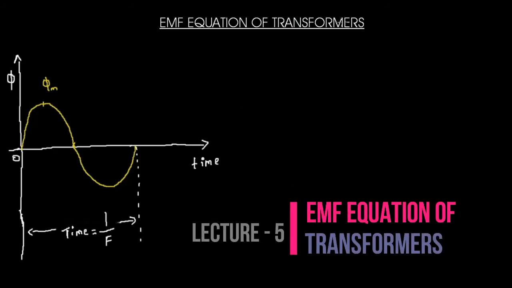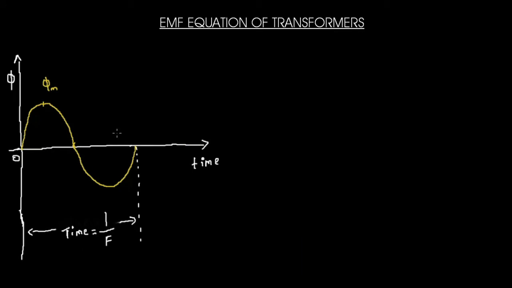In this lecture, we are going to see the EMF equation of transformers. In this diagram, you can see a full wave of the flux induced inside the transformer, and this is a sinusoidal wave. Phi m represents the maximum value that the flux can reach, and the time taken to complete one cycle is T. That time is placed on the x-axis, and flux phi is placed on the y-axis. So we are going to deal with this in this lecture. Please be informed about the flux phi m, the maximum value.